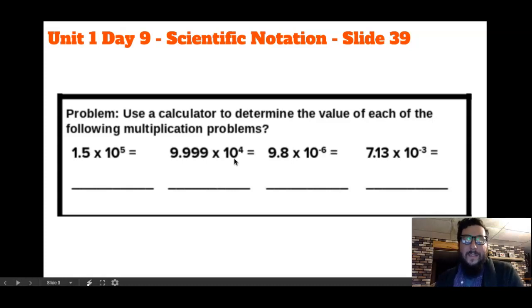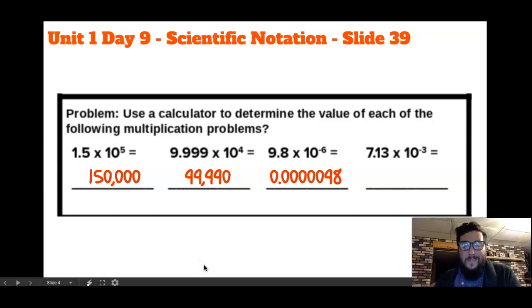Okay, welcome back. Let's take a look at what our calculator shows us when we type these math problems in. 1.5 times 10 to the 5 gives us 150,000. 9.999 times 10 to the 4th gives us 99,990. 9.8 times 10 to the negative 6 gives us 0.000098. And 7.13 times 10 to the negative 3 gives us 0.00713. So these are all math problems.